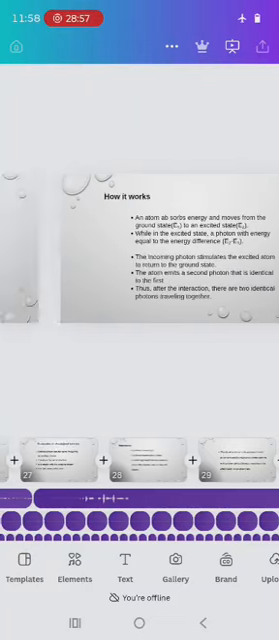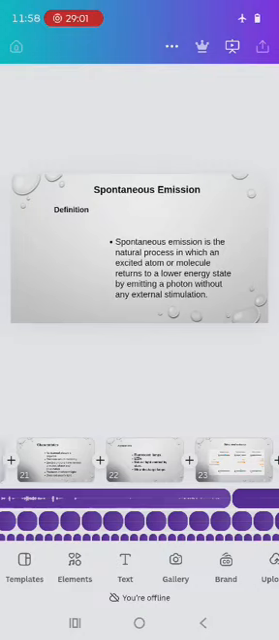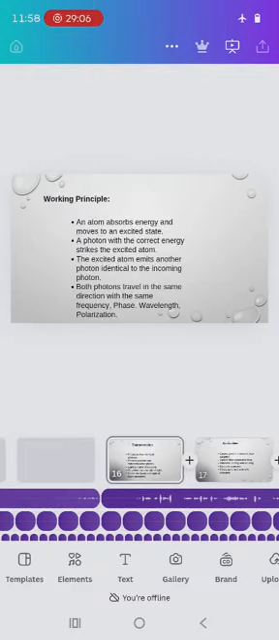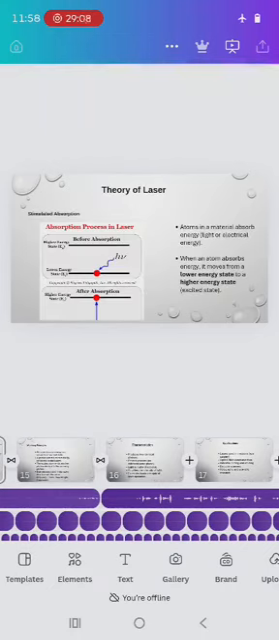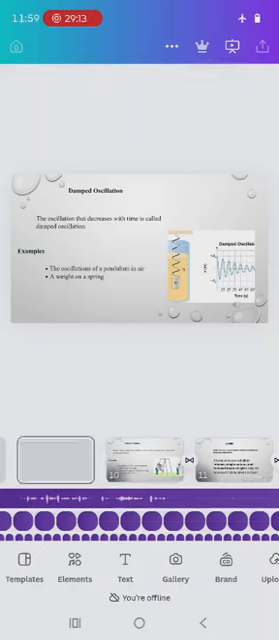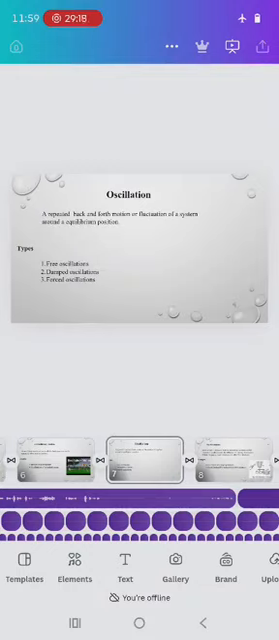Now recall the first topic: oscillations. What are oscillations? Oscillation is the repeated back-and-forth motion or fluctuation of a system around the equilibrium position. The types are free oscillation, damped oscillation, and forced oscillation.